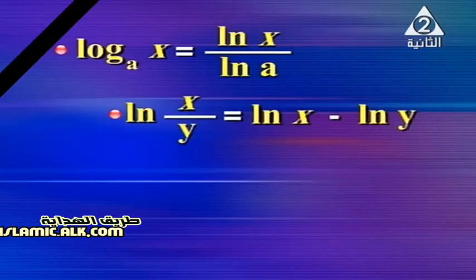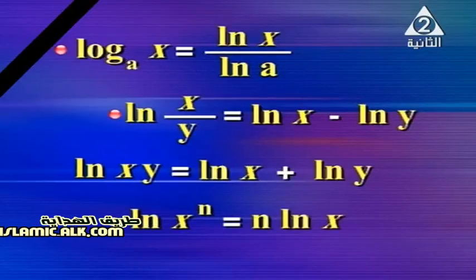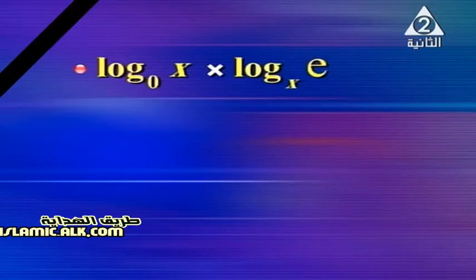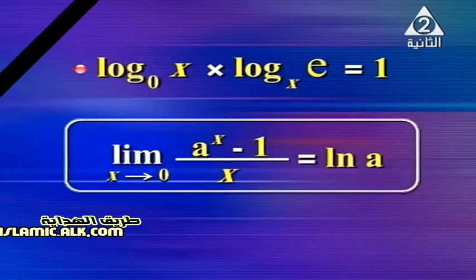Ln of x over y equals ln x minus ln y. Ln of xy equals ln x plus ln y. In the case of the product xy, ln of xy equals ln of the first, x, plus ln of the second, y. Ln of x power n equals n ln x. Log base x of e equals what? Equals 1. Limit when x tends to 0 of a power x minus 1 over x equals ln a.